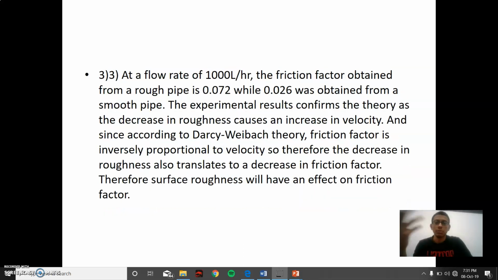Okay, and the flow is 1000 liters per hour. For the rough pipe, we get 0.072, and for the smooth pipe, 0.026. So according to Darcy-Weisbach, the friction factor is related to velocity. The decrease in roughness also translates to a decrease in friction factor. Therefore, roughness has an effect on the friction factor. The rougher the pipe, the higher the friction factor.